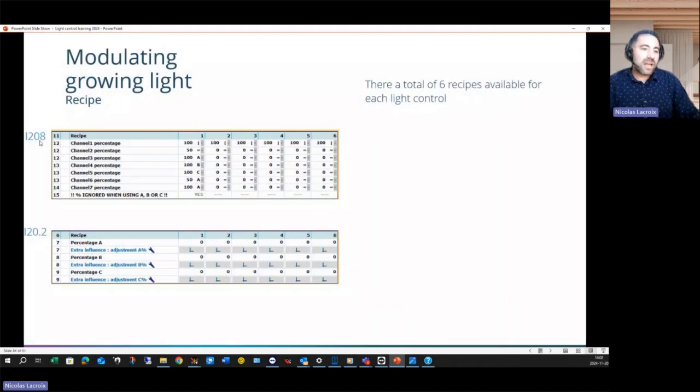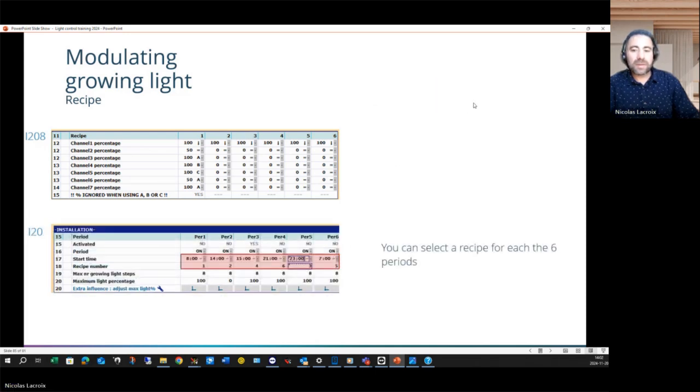So here in the page I208, there's a total of 6 recipes available for each light control. And in I20.2, you also have other settings for these recipes. In your page I20, you can select a recipe for each of the 6 periods. So you can have different recipes. It's just above the maximum light step here.